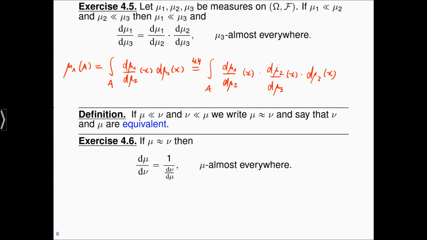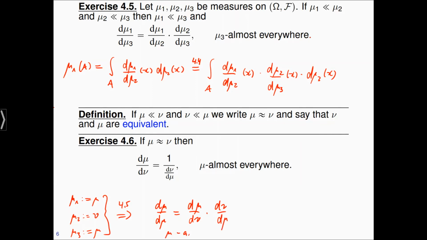Here is my solution. What I'm going to do is to use exercise 4.5, and I'm going to put mu1 equal to mu, mu2 equal to nu, and mu3 equal to mu again. Then, since mu and nu are equivalent, we have that mu1 is absolutely continuous with respect to mu2, and mu2 is absolutely continuous with respect to mu3. And if I plug this into the formula in 4.5, then I obtain that d mu by d mu is the same as d mu by d nu times d nu by d mu. And this holds mu almost everywhere. Oh, almost everywhere. I'm a probabilist, so I always write almost surely, but here we need almost everywhere.